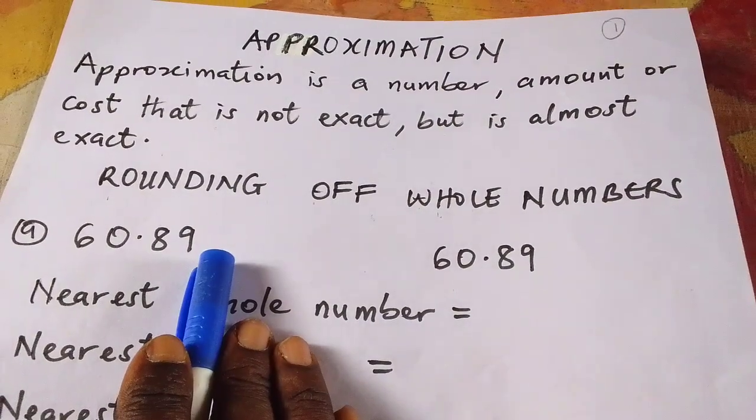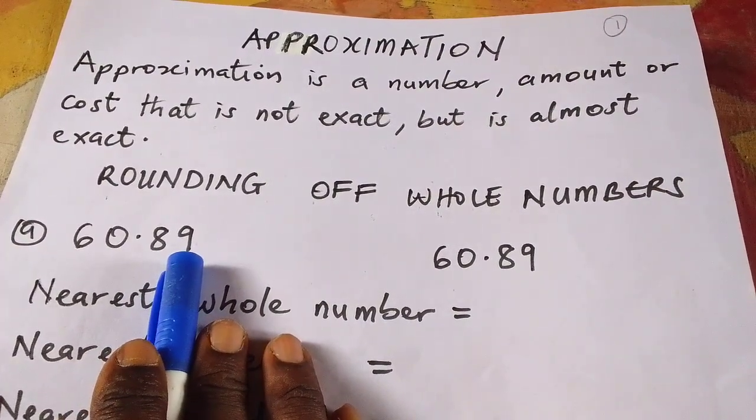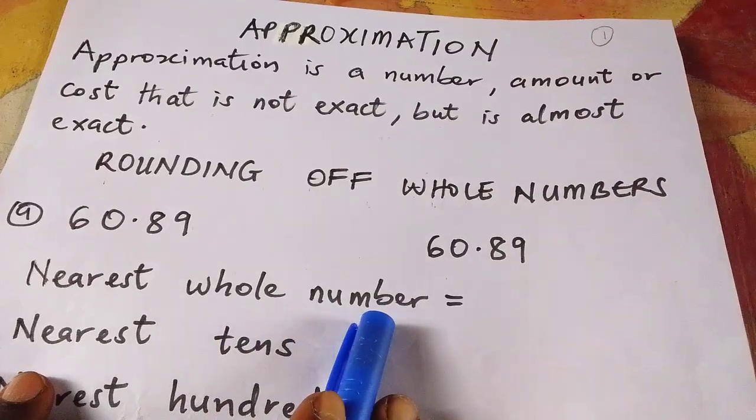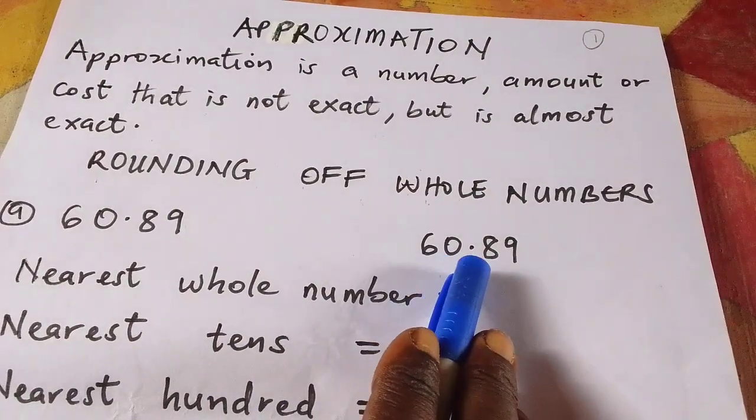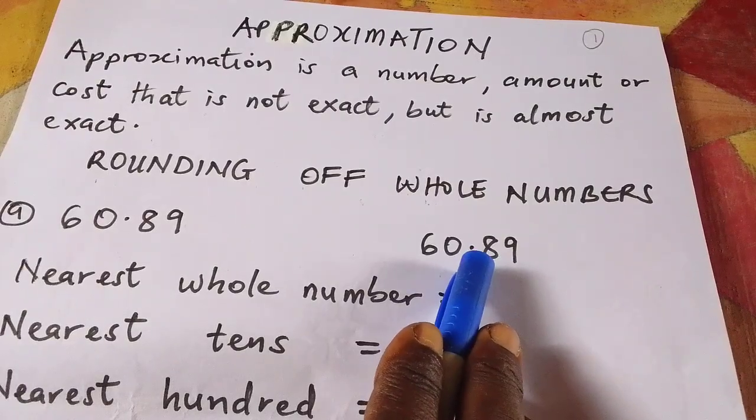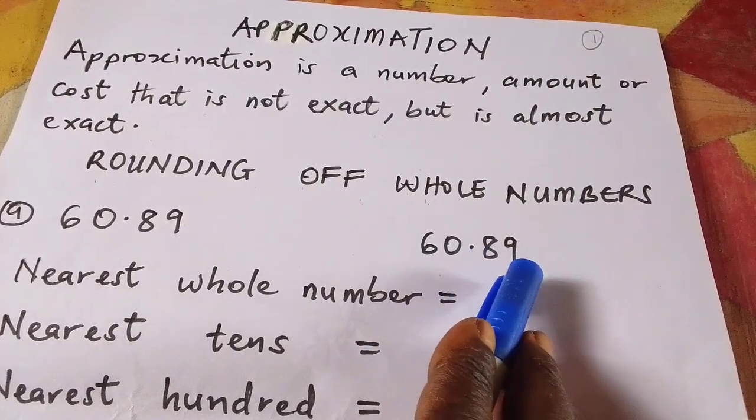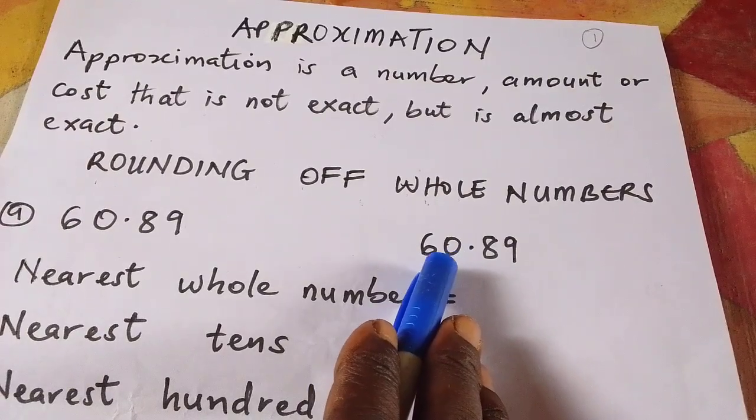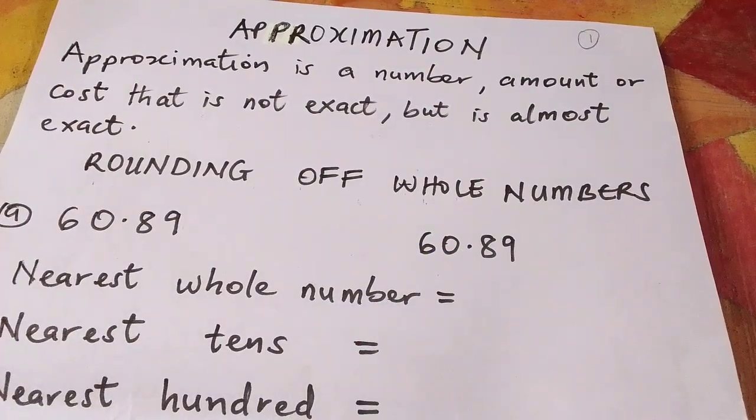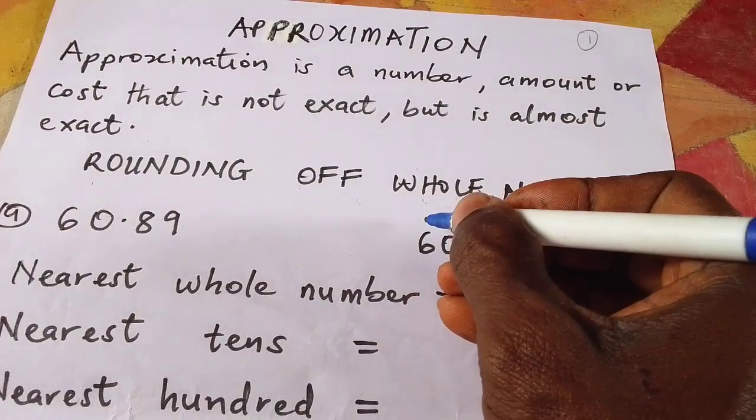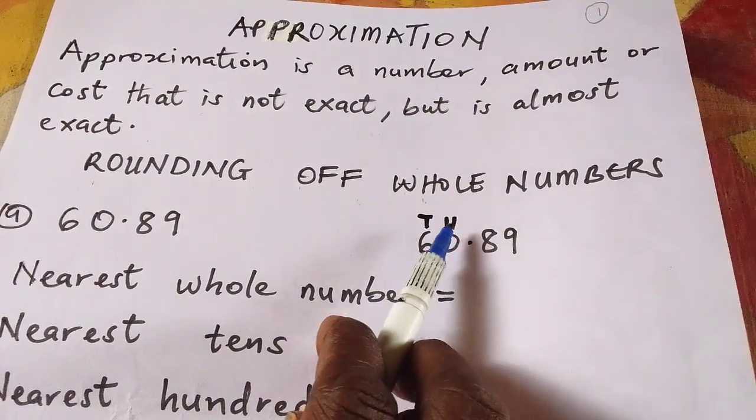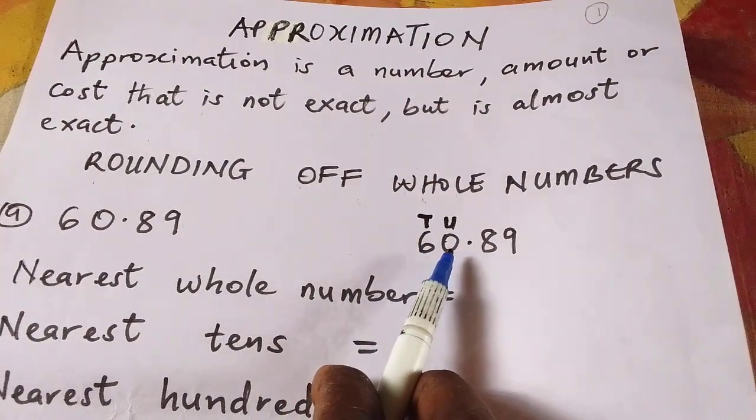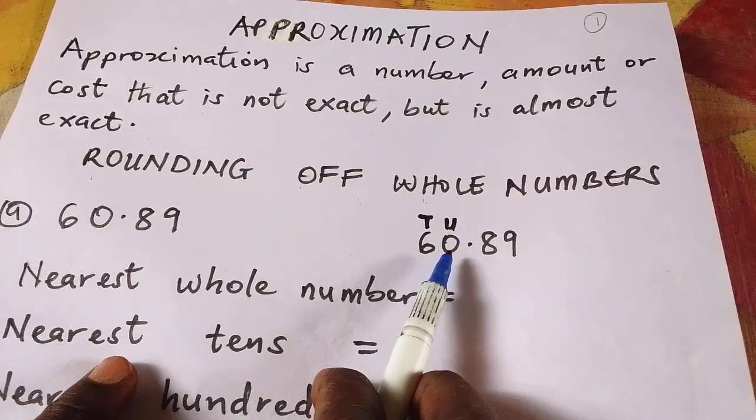Now you are told to round off 60.89 to the nearest whole number. If you look at this 60.89, the numbers after the decimal, we don't need them. But the numbers before the decimal are whole numbers. Those are the numbers we really need. If you look at this, this is units and this is tens. Now you want to round it to the nearest whole number.